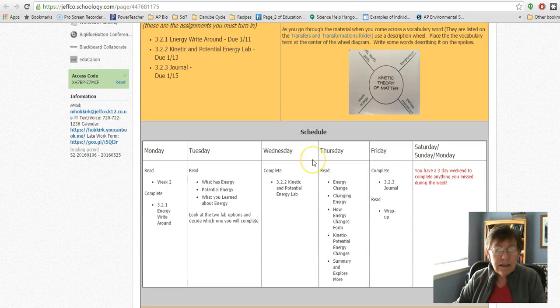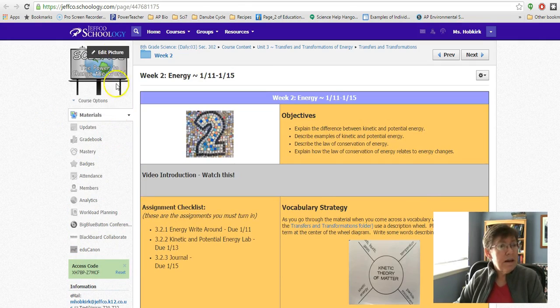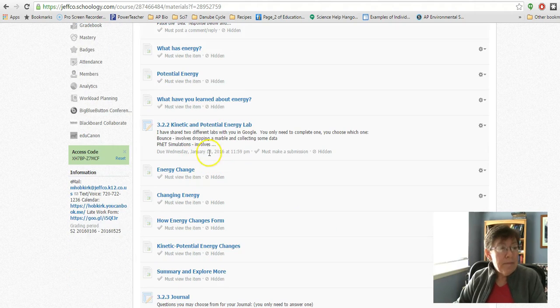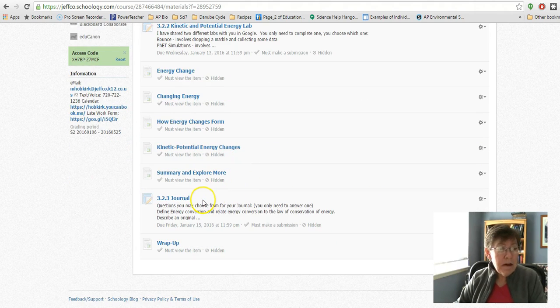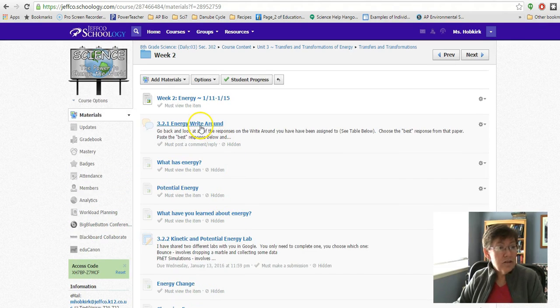So looking at the schedule this week, you can see again you have things due on Monday, Wednesday, and Friday this week, and then you have a 3-day weekend followed by that. The middle thing is a lab, and the last thing is a journal, and the first one relates to the energy write-around that you did in the orientation week. So it should be pretty self-explanatory this week, but make sure you watch all videos and make sure you get that vocabulary in. If you have questions, you guys know where to reach me.